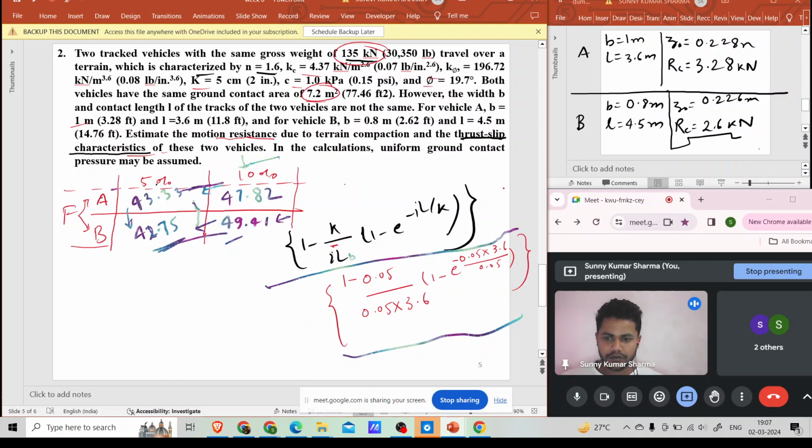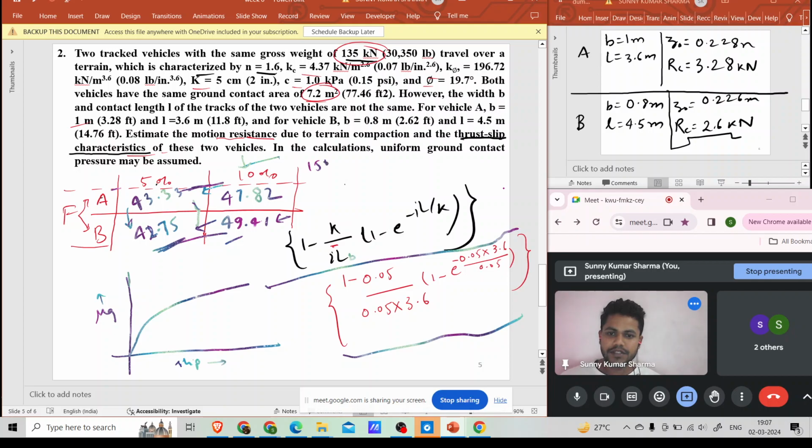Do you remember the curve for gross thrust ratio versus slip? The curve goes like this. As we are increasing the slip, the gross thrust ratio will increase for sure. So how can you get 50 here? Your calculation for vehicle A is wrong.